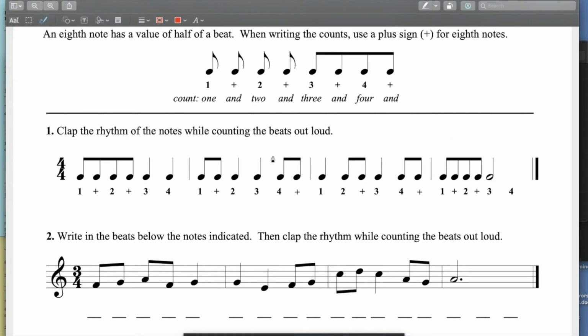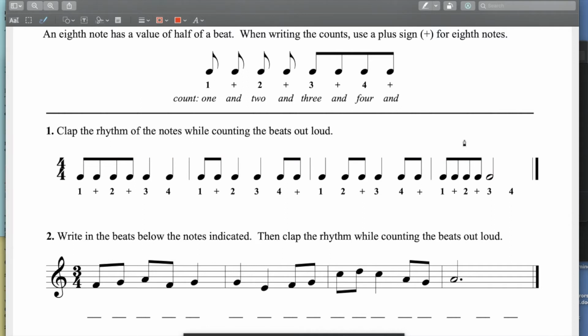Oh, yeah, oops. The measure is the space between the numbers and the first line. That's the first measure, right there. This is the second measure. Third measure. Fourth measure. So it's the space in between the lines.